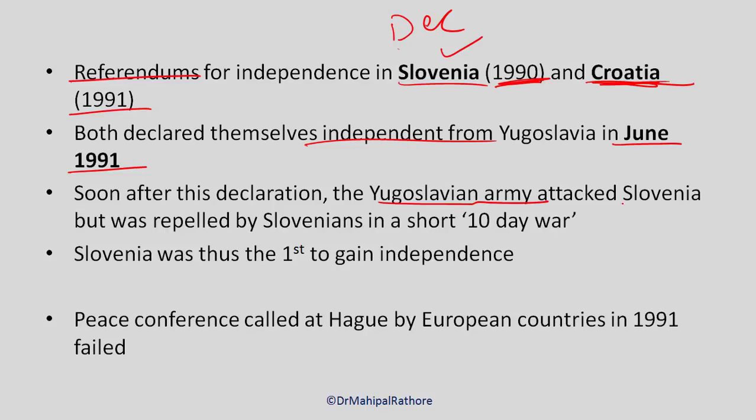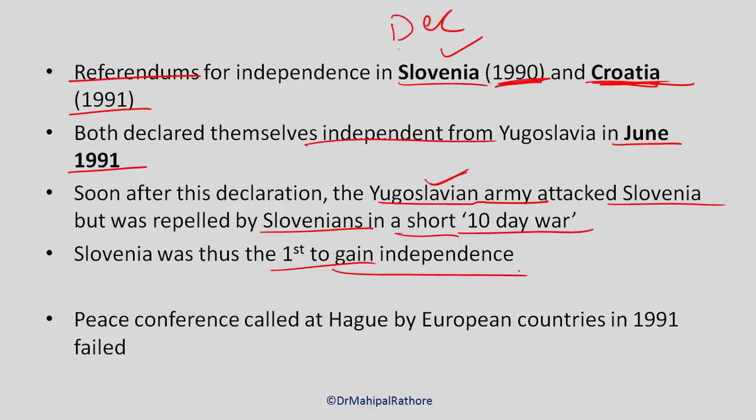The Yugoslavian army attacked Slovenia, but amazingly this army was repelled by the Slovenians in a very short war. It is now called the 10-day war. Slovenians raised their own militias, their own armies, and they defeated the Yugoslavian army. Although this army was not in its full force, only a small force was sent, still it was defeated. Thus, Slovenia was the first to gain independence without much bloodshed. Only a short war, not many people died in this.